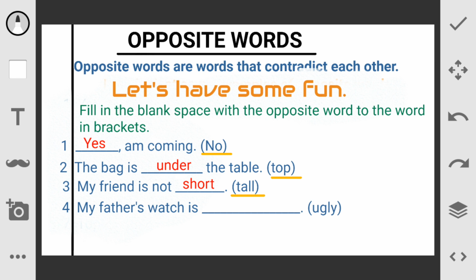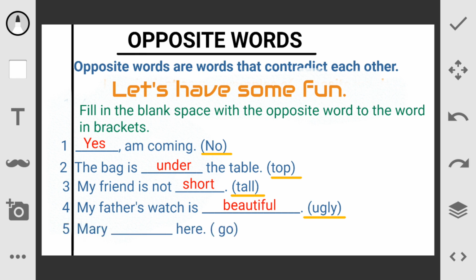Let's look at the fourth sentence. My father's watch is dash agree. The word that is helping us to find the correct answer is agree. So let's find the opposite of agree. What did we learn in the previous example? What is the opposite of agree? The opposite of agree is beautiful. My father's watch is beautiful.